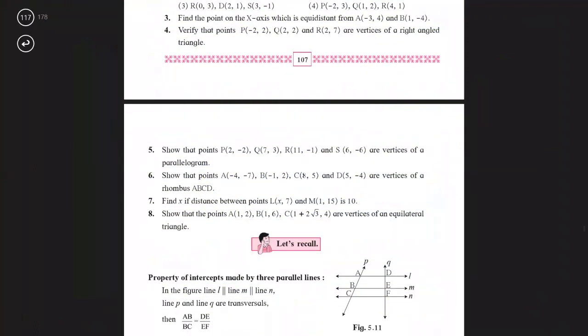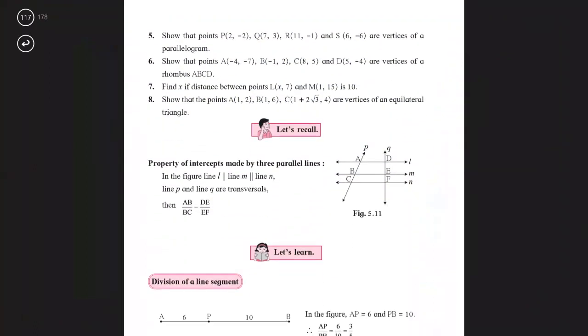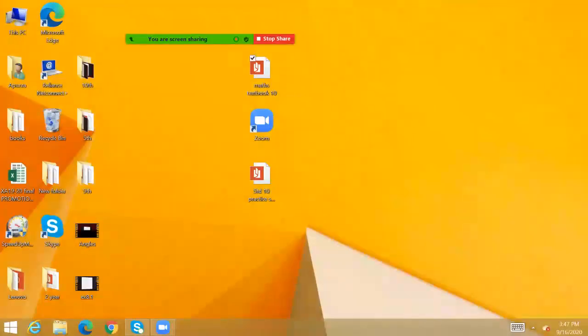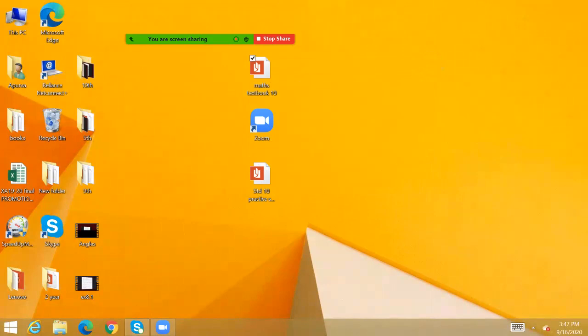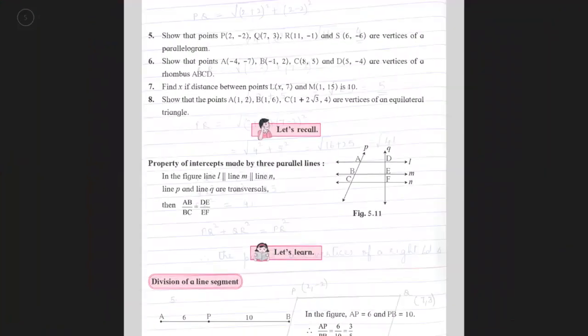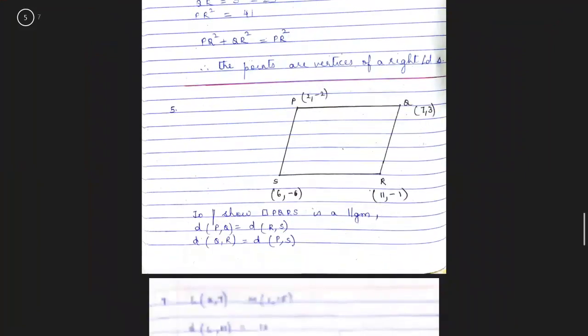Next, we go to question number 5. Show that the points are vertices of a parallelogram. Now, if these are the points of the vertices of a parallelogram, what is a characteristic that we know about a parallelogram? We know that the opposite sides should be congruent and parallel. Now here, of course, we are not going to do the parallel part of it.